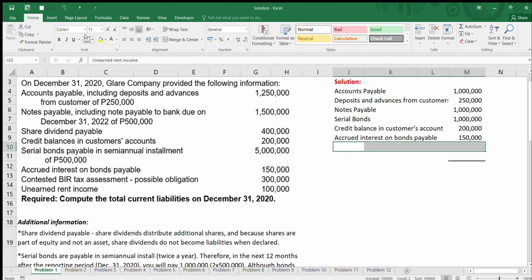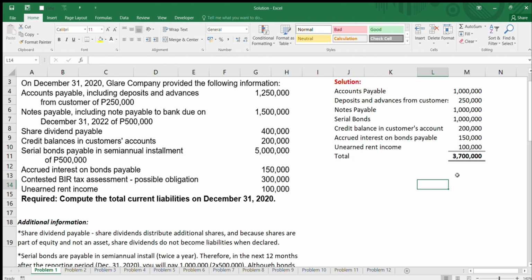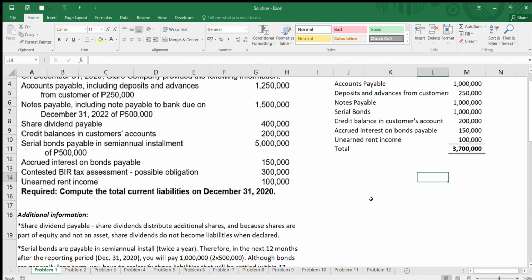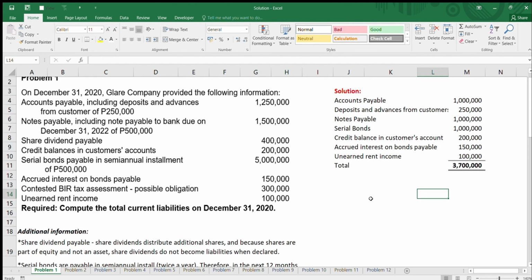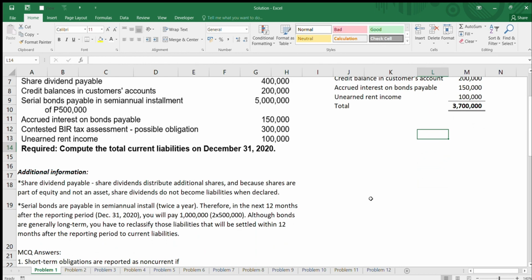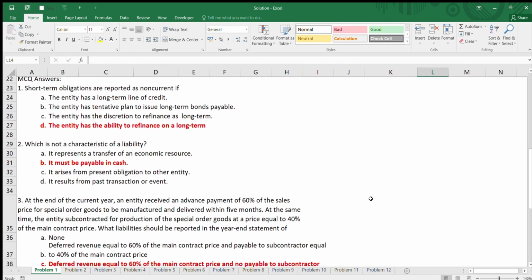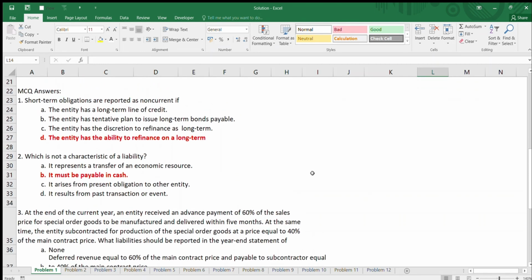Okay? So, all in all, the total for problem number 1 is 3,700,000. So, that's your total current liabilities as of December 31, 2020. Okay? And then for the MCQ, I also put the answers in here. So, you can check each of the items in the Excel file. I will just concentrate on the problem solving in this discussion or this video. Okay? Sige. So, next.